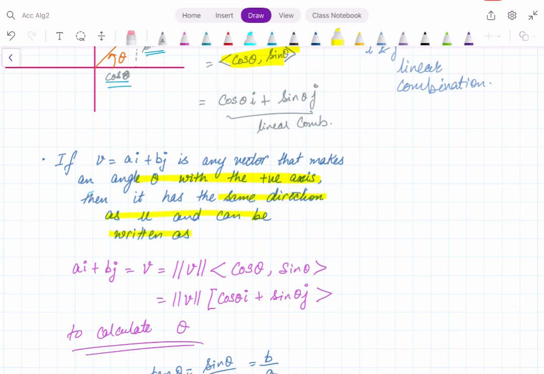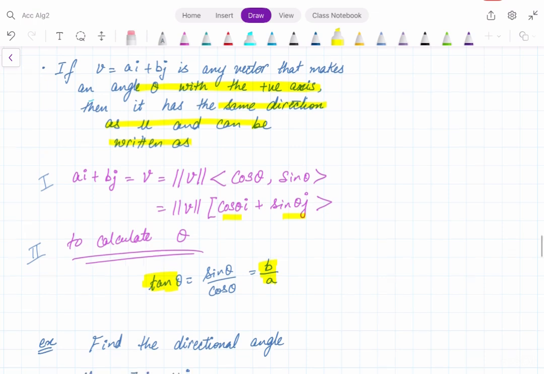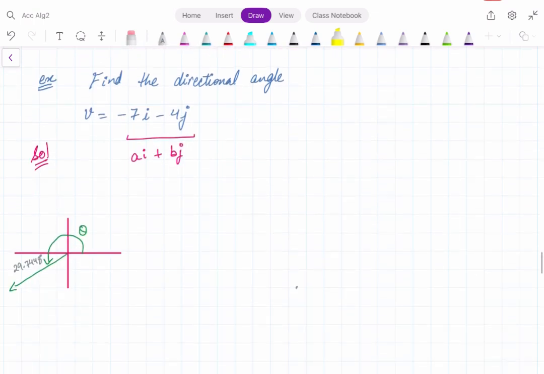So vector v, ai plus bj, is your linear combination and we need to find the angle. So I can say ai plus bj is vector v, which is nothing but the magnitude times cos theta i plus sine theta j. So that is your first point. Second is use tangent theta to calculate b over a, that will give you theta, and we can use arc tangent, which you have done in geometry.